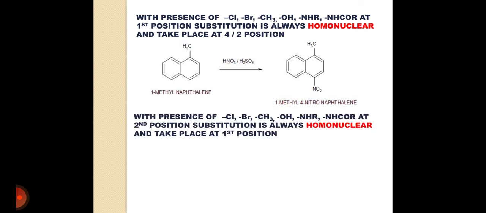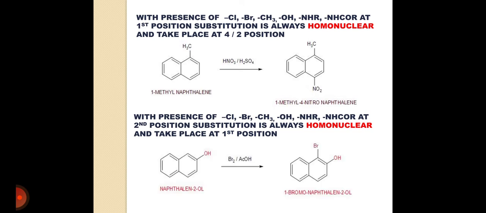Now let's see the second condition. When the chloro, bromo, methyl, the hydroxy, the substituted amine and the amide groups are present at second position, the substitution is once again homonuclear one, but now it takes place at position number 1. That is the alpha position of the naphthalene.